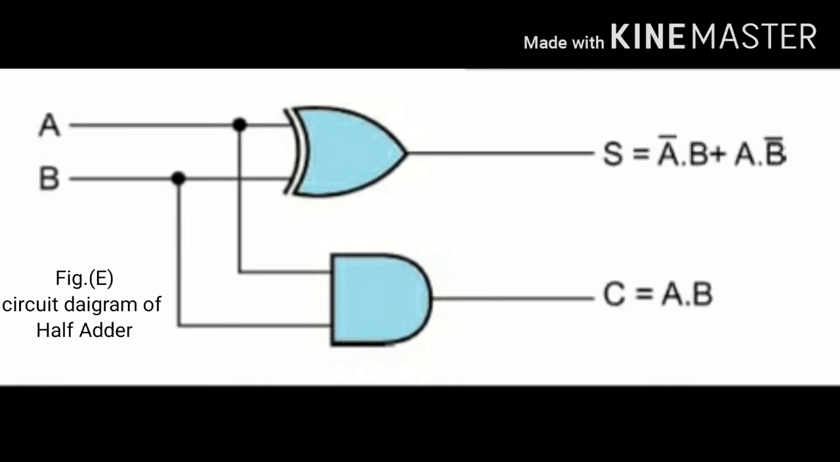So here we have used one AND gate in between input variables A and B, and the equation for sum is A XOR B. So here we have used one XOR gate in between input variables A and B, and from the output of the XOR gate we'll check sum, and from the output of the AND gate we'll check carry. So this is the required circuit diagram of half adder, which will perform addition of two single bit numbers.